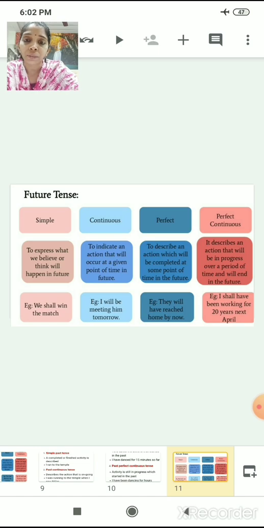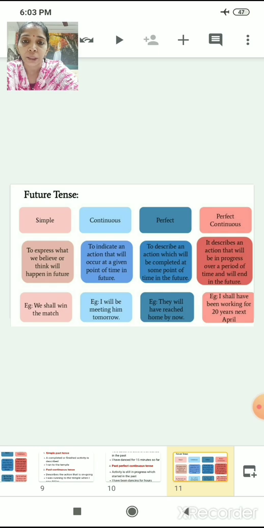Now, future continuous tense will help to indicate an action that will occur at a given point of time in future. For example, I will be meeting him tomorrow. So future continuous tense tells about an action that will take place at a given point of time in future. Example, I will be meeting him tomorrow. The next type is future perfect tense.